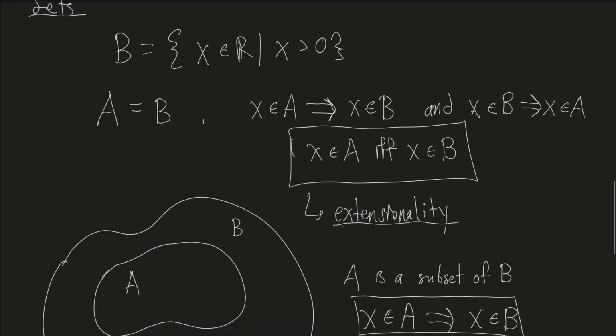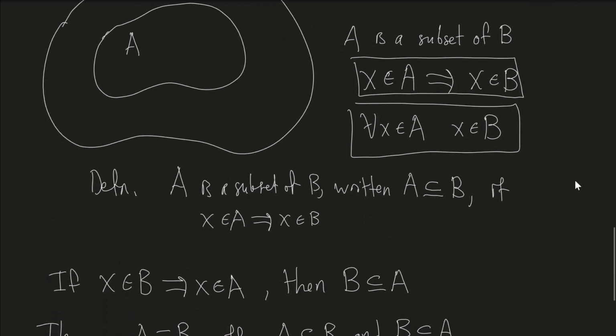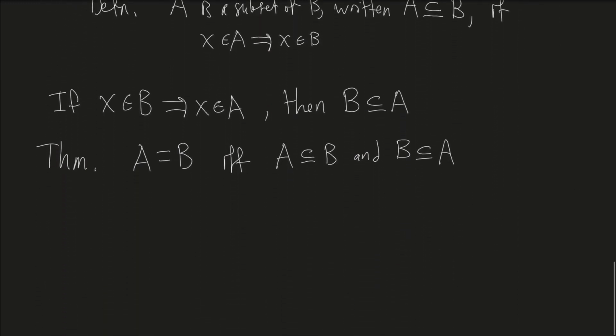So if we just substitute in A is a subset of B here, and B is a subset of A here, then with a little work showing the other direction, we get our first theorem, which is that a set A is equal to a set B if and only if A is a subset of B and B is a subset of A. And this is really important because this is one of our most common, typical strategies for proving that two sets are equal.